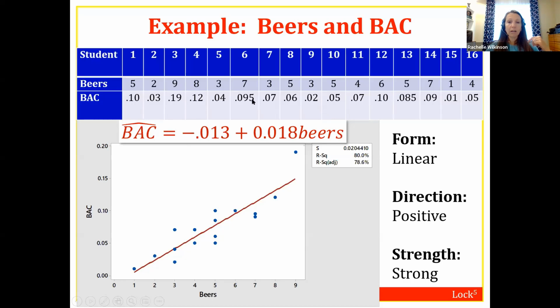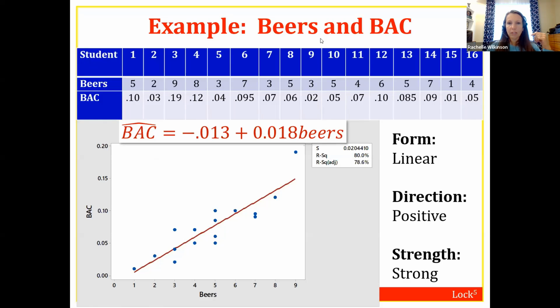So here is our regression line. We have predicted blood alcohol content equals negative 0.013 plus 0.018 times beers. And I feel like maybe some of you might have forgotten how to get these numbers in StatKey. You should be able to do a scatter plot and get the regression line from StatKey, just like you did back in chapter 2. So I'm just going to show you real quick.